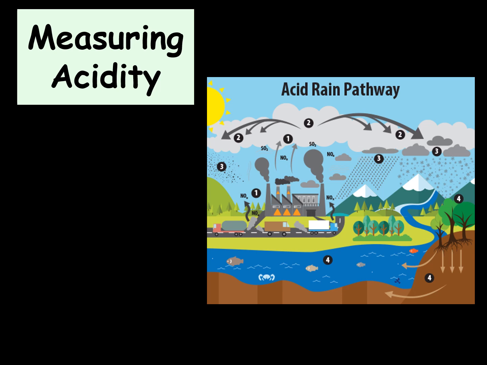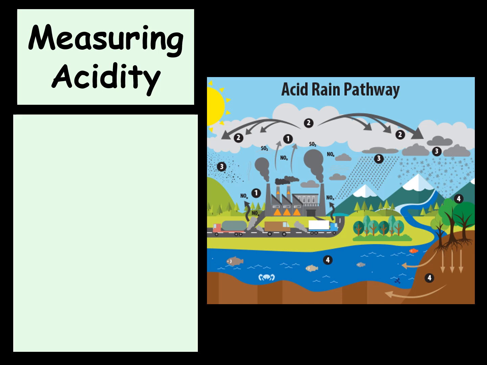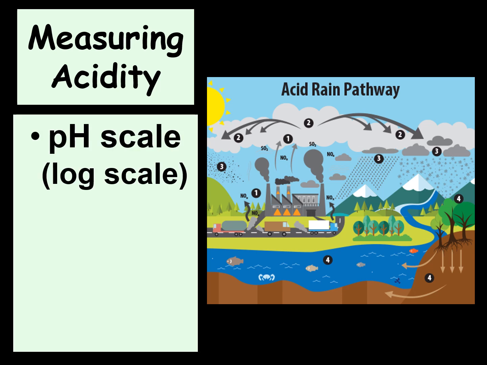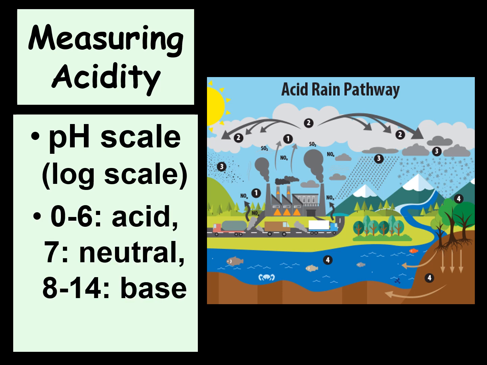When we talk about acid deposition, of course, you need to know a little something about the pH scale, right? So the pH scale is used to measure how acidic or basic a solution is, and it's based on a log scale. So 0 to 6 on the pH scale means that you are an acid. If you measure a 7, that means you're neutral, and 8 to 14 is a base.